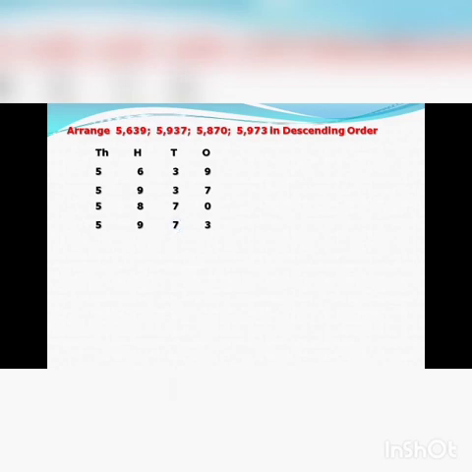5937 and 5973. Here 7 is greater than 3. So 5973 is the greatest number and 5937 is the second greater number.